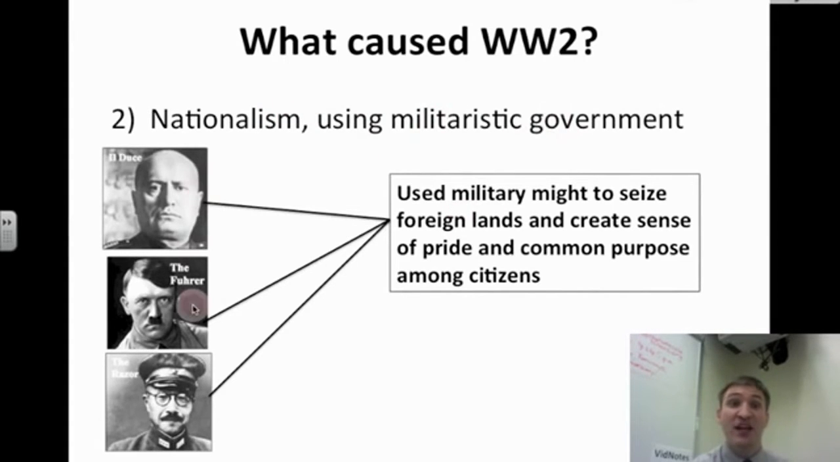These 3 men used nationalism and a strong military in all of the wrong ways. They used their military might to seize foreign lands and create a sense of pride and common purpose among citizens. They used war to create nationalism, just like Napoleon did. Is that the right way, to kill people in order to feel prideful?